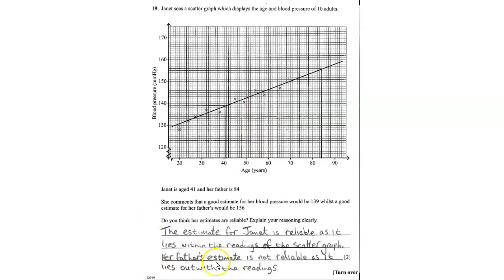So if we look at that, it says, do you think our estimates are reliable? Explain your reasoning clearly. The estimate for Janet is reliable, as it lies within the readings of the scatter graph. Her father's estimate is not reliable, as it lies outwith the readings.